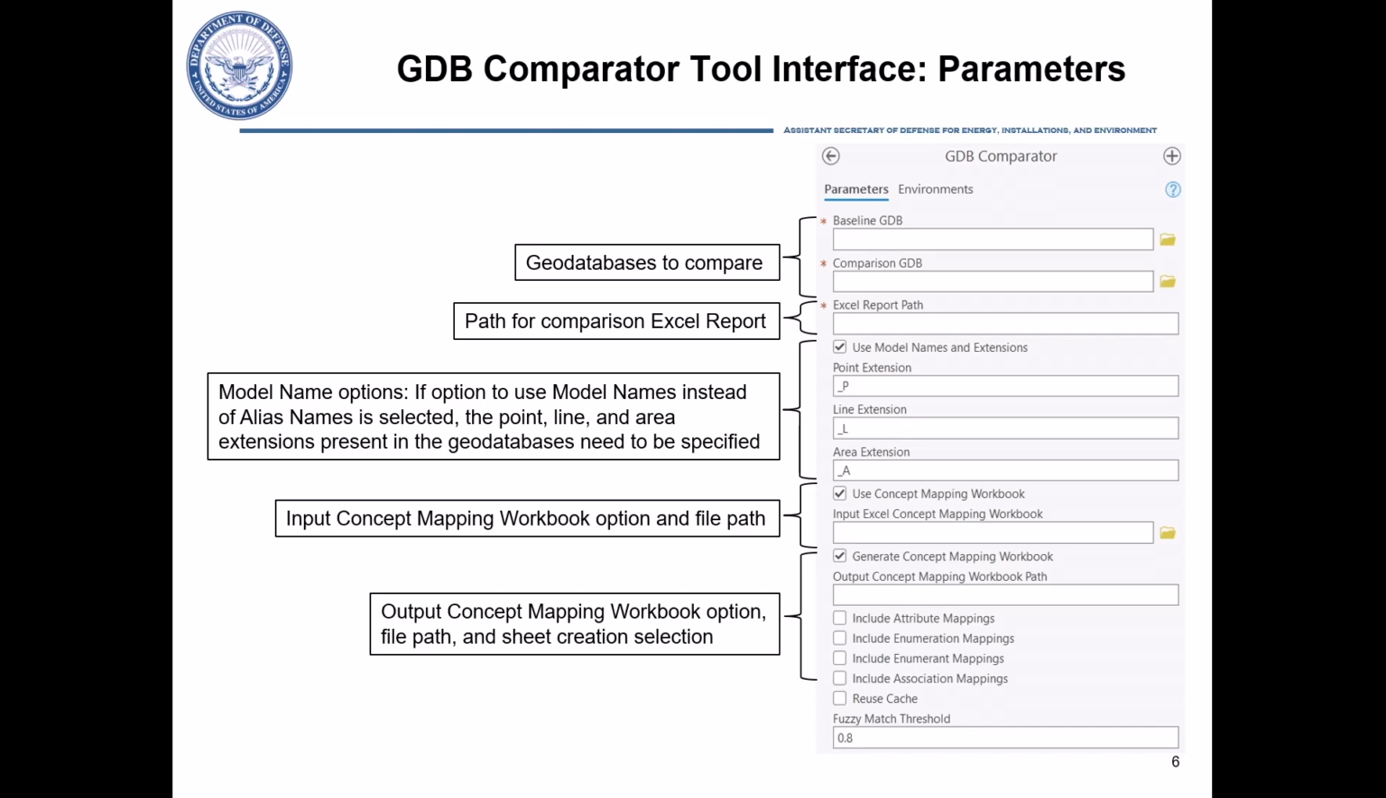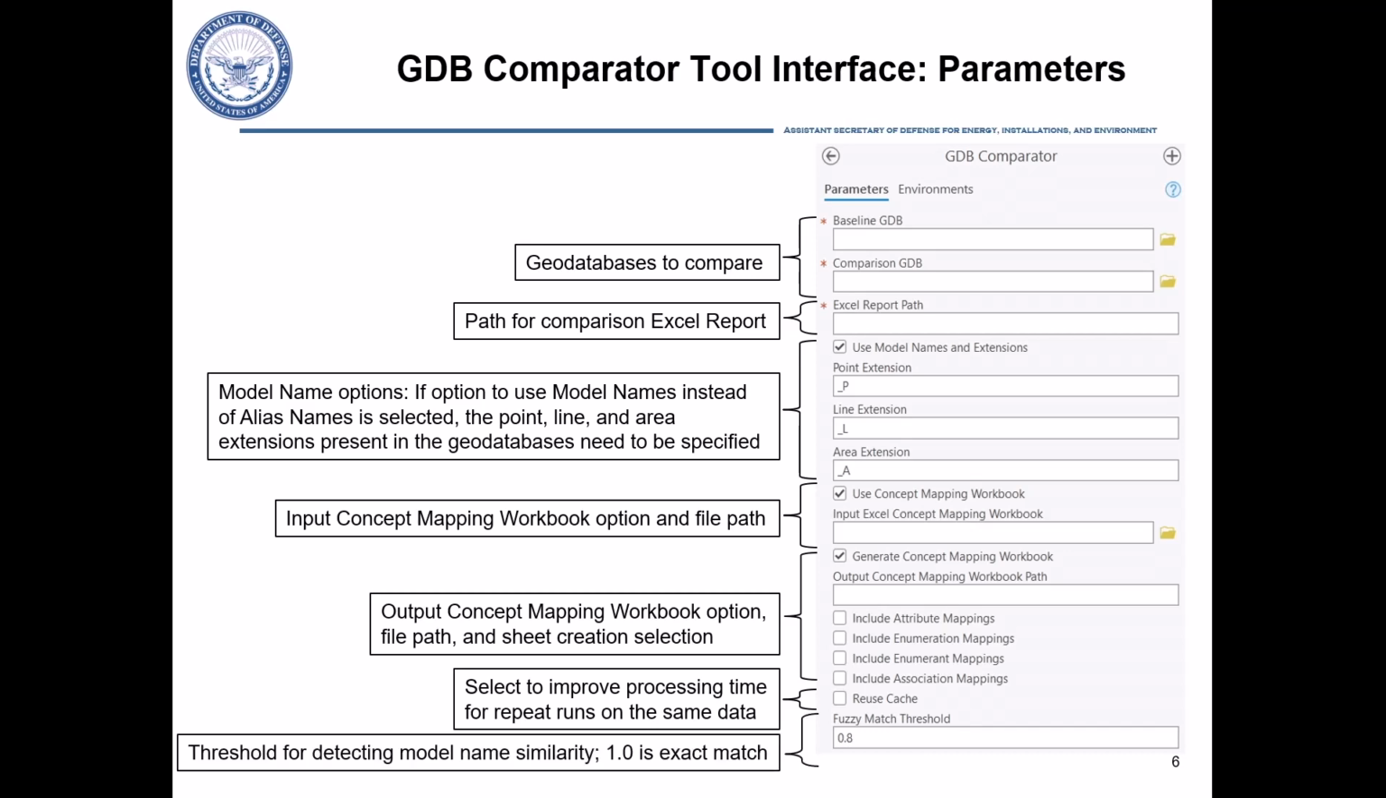Next, the user can specify the file path and name of the optional concept mapping workbook output and checkboxes for which element mappings, each in a separate tab, it should contain. Below that section, the Reuse Cache checkbox offers the user time savings for repeated runs by reusing the cached schema information from each of the two geodatabases.